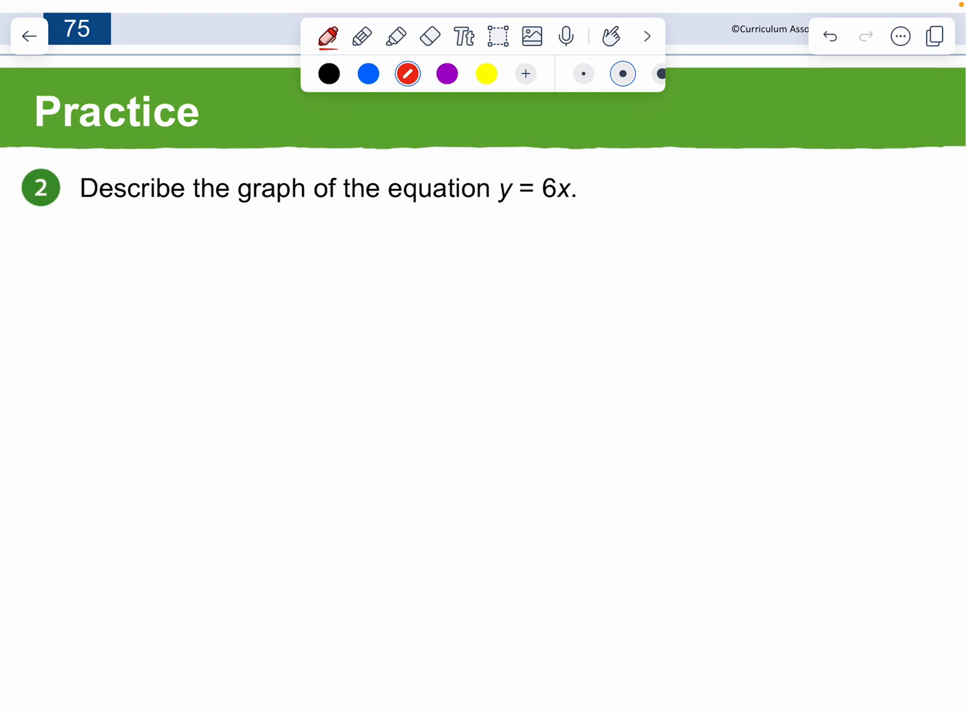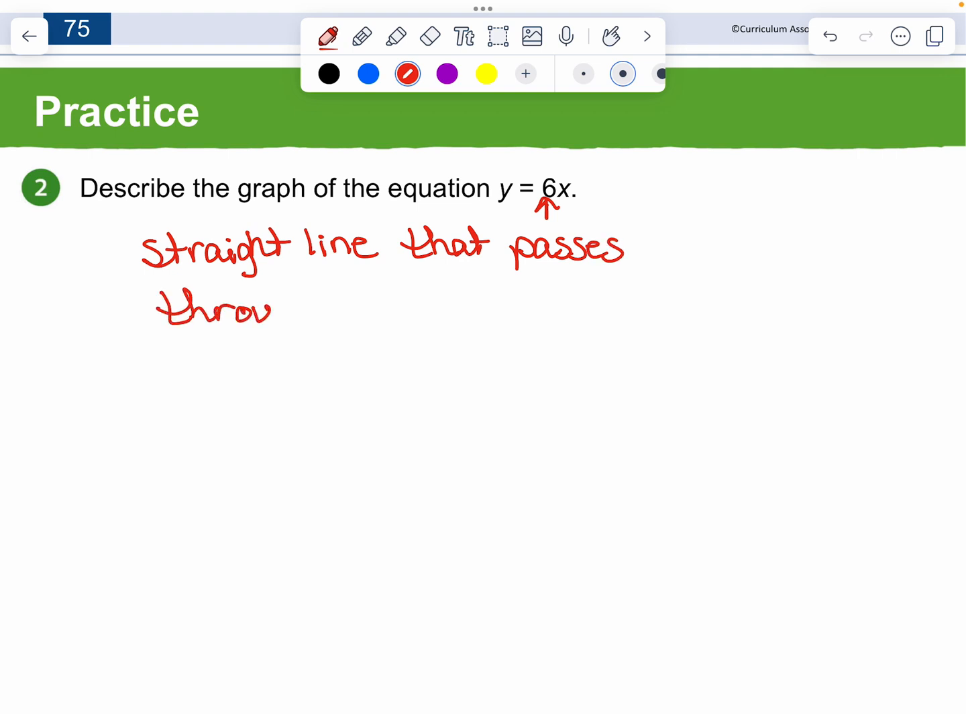Describe the graph of the equation y equals 6x. Well, we could graph points, but really, we know that it is a straight line. And because we know the constant of proportionality or unit rate is 6, we know that the straight line passes through 1, 6.